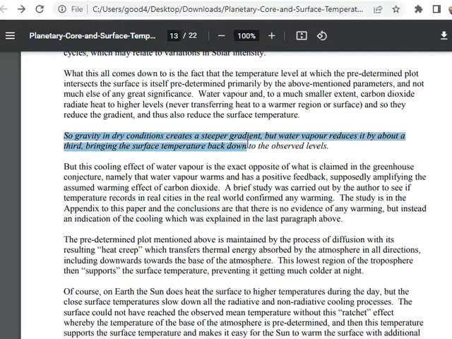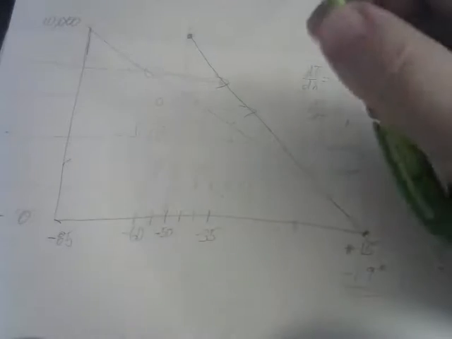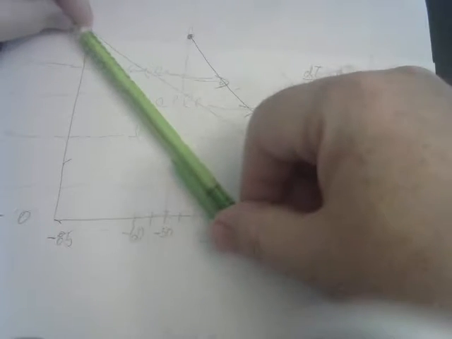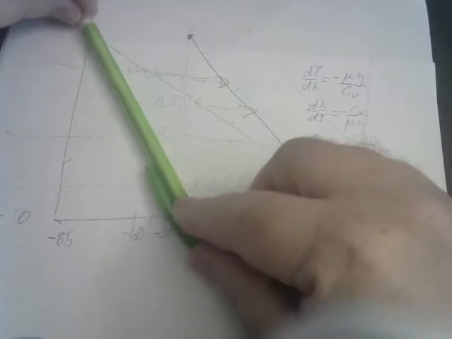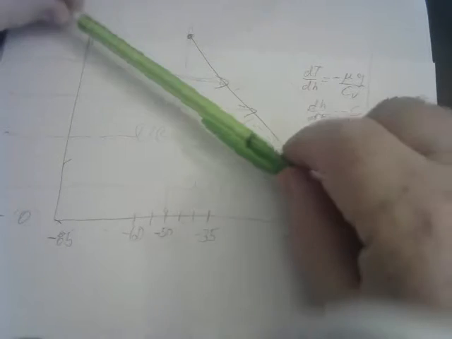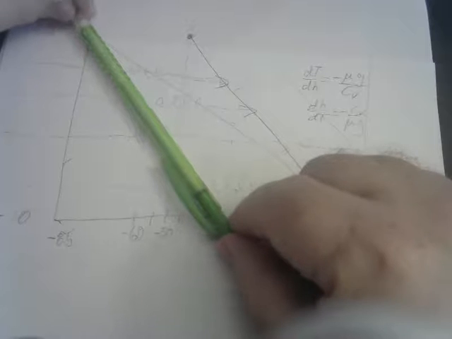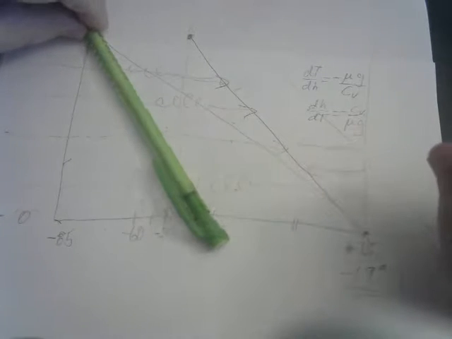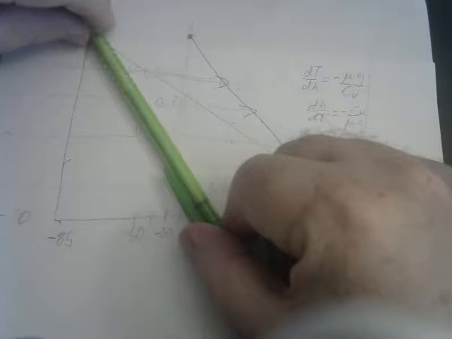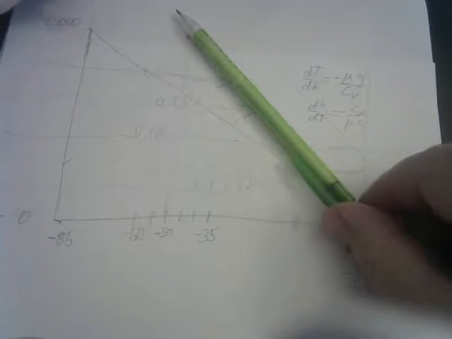So he says, gravity in dry conditions creates a steeper gradient, but the water vapor reduces it by about a third, bringing the surface temperature back down to the observed levels. I think what he's imagining is putting the fulcrum up here at the surface of the atmosphere rather than at the ground, and then he's imagining that somehow the water vapor creates a steeper gradient, but then gravity somehow brings it down to here. I don't know.